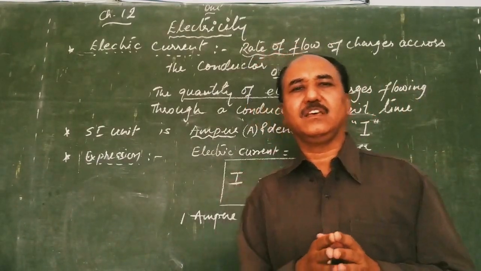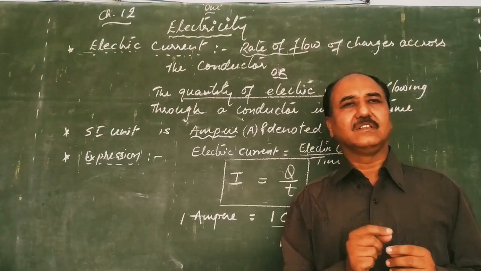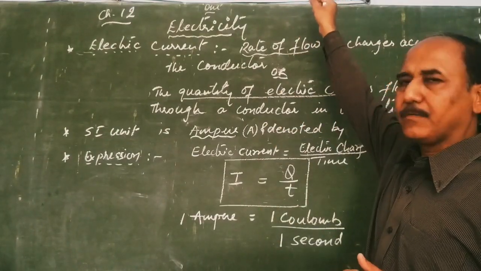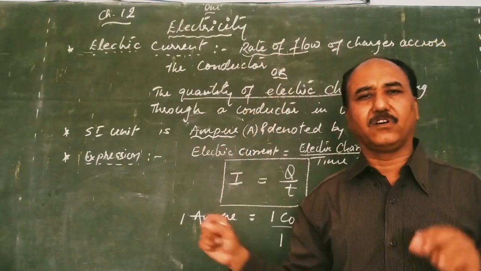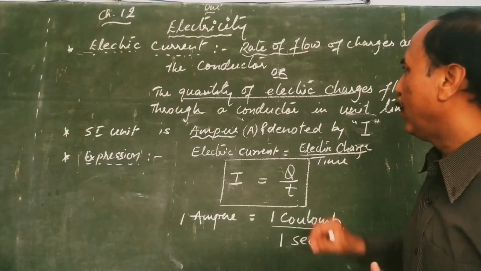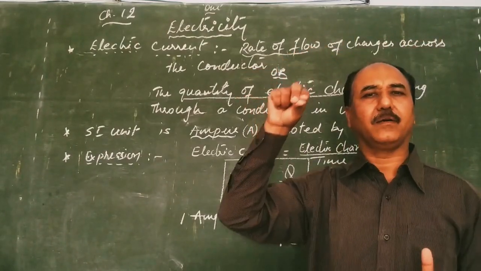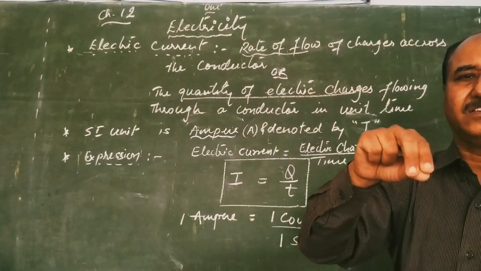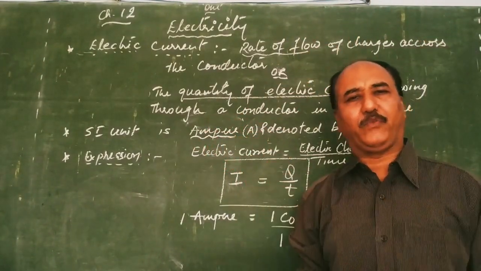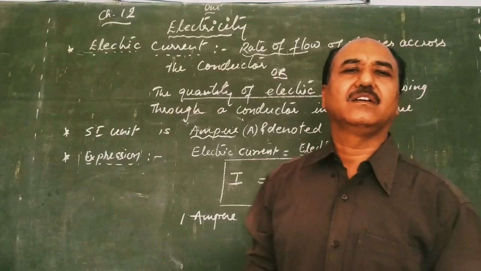Electric potential is the amount of electric charges brought from infinity to a point, or in other words we can say that the amount of work done in bringing a unit positive test charge from infinity to a certain point in an electric field, that is called electric potential.